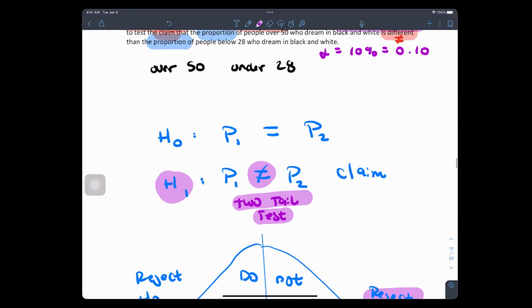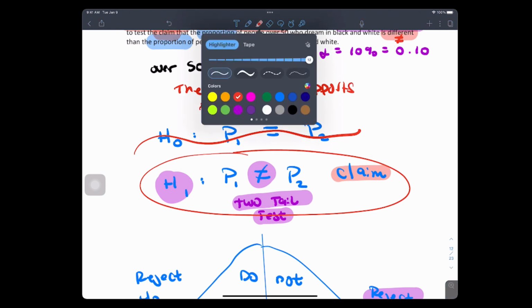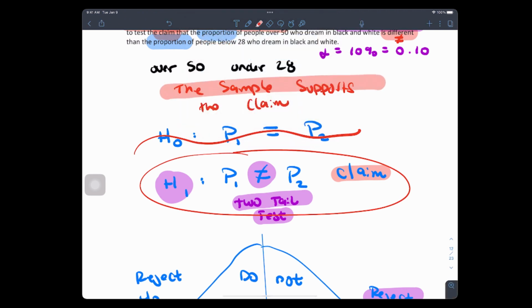So what do you do with that null? You say, null, where are you? You are rejected. What are you going to accept? The alternate. What does that mean about your claim? The sample supports the claim. Easy peasy, lemon squeezy. What do you guys think? Not too bad.